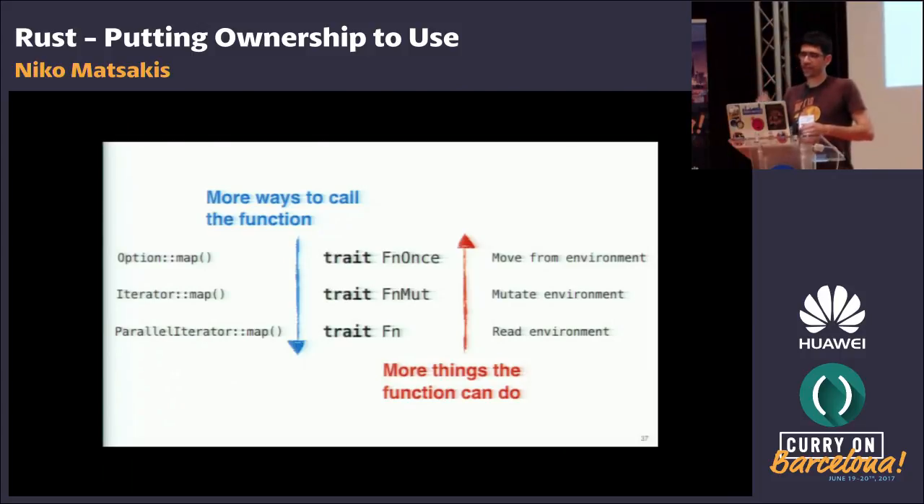Because if it's only going to be called at most once, that means it has ownership of its environment. It can move things away, right? And if it's going to be called sequentially with a unique reference, then it can make mutation to the variables in its environment, and so forth. So between these two, the closure kind of decides how much power it needs, and the caller decides how much power it can give it, and they better match.